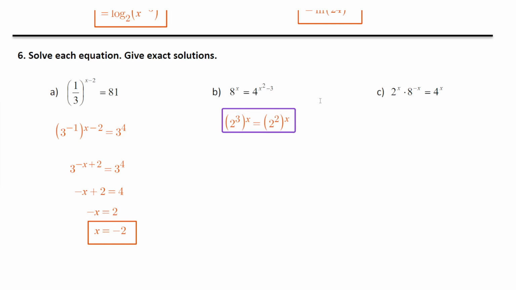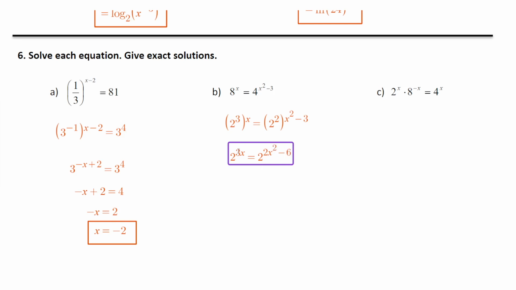We've got x squared minus 3 up here. Now in both of these, we're raising a power to a power. So just like on part A where we had to multiply our powers, we're going to do that here. So 2 cubed to the x is going to be 2 to the power of 3x. And then we need to multiply 2 by x squared minus 3. So really I need to distribute that 2 there. So I'll get 2x squared minus 6.